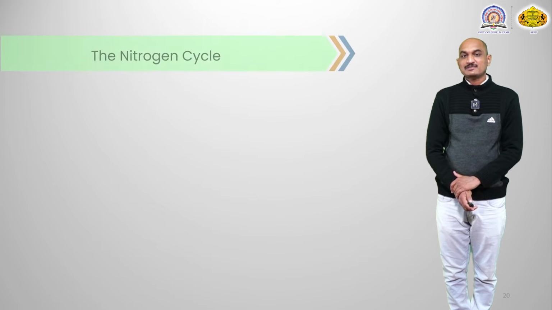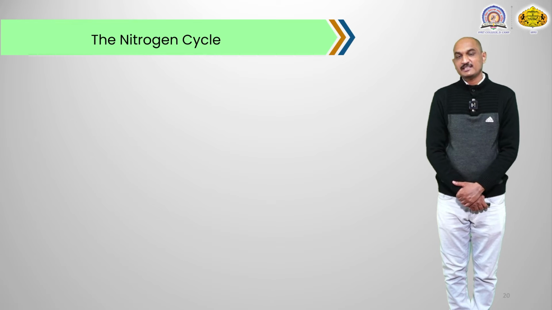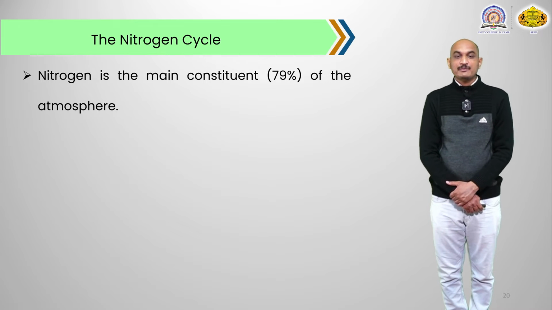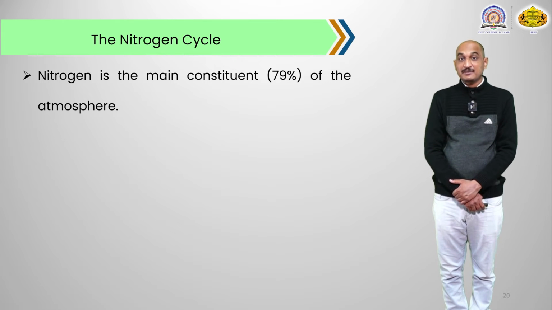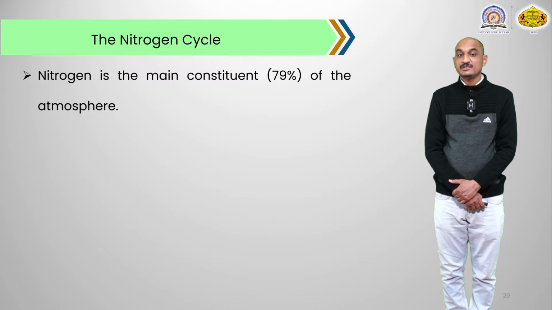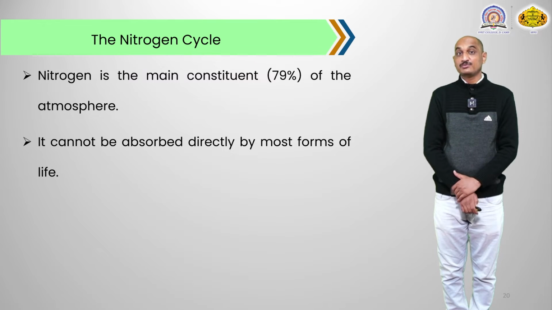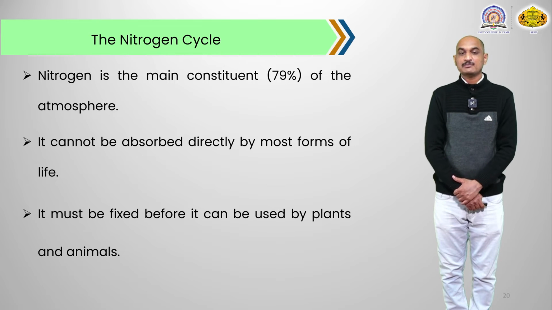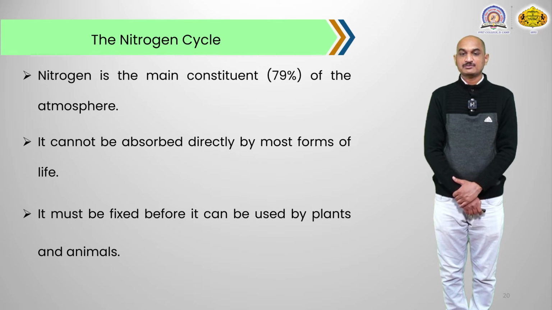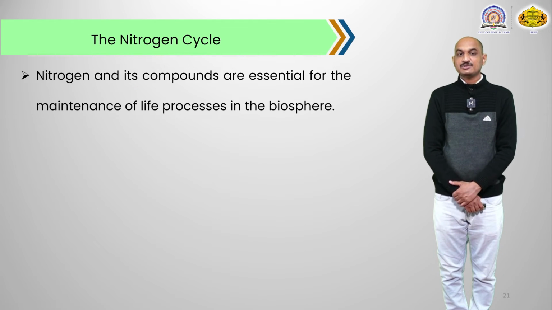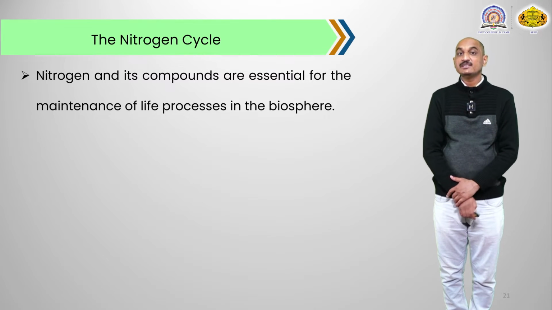Then after the carbon cycle, the next important natural cycle in the environment is the nitrogen cycle. We know that when we measure the constituents percentage wise, nitrogen is the main constituent of the atmosphere, about 79%. And it cannot be absorbed directly by most forms of life. So, therefore, it must be fixed before it can be used by plants and animals. In the nitrogen cycle, nitrogen and its compounds are essential for the maintenance of life processes in the biosphere.